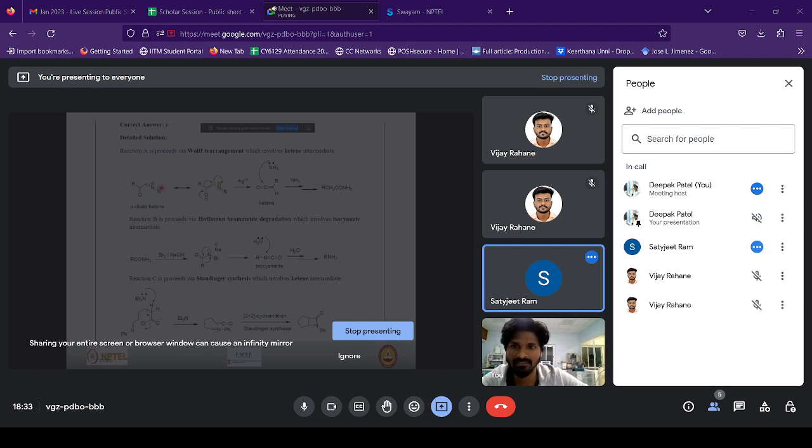As I was explaining, this lone pair will delocalize toward the N2 plus, and this again will go. Then in the presence of silver, it will form the ketene. And B is governed by the Hofmann bromamide degradation, which forms the isocyanate. So only option A is correct.